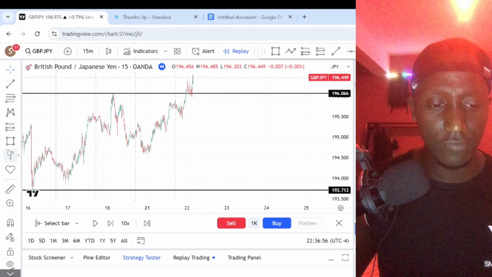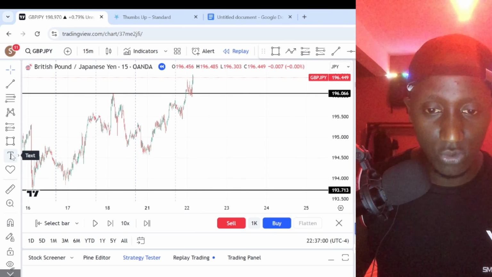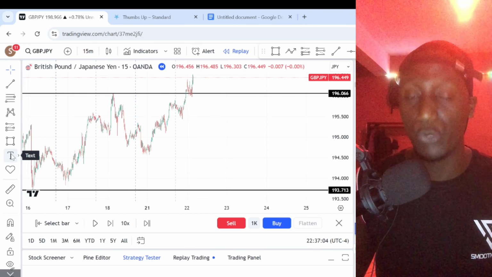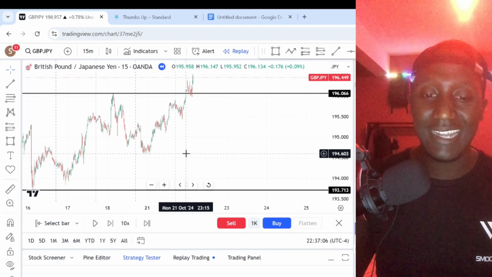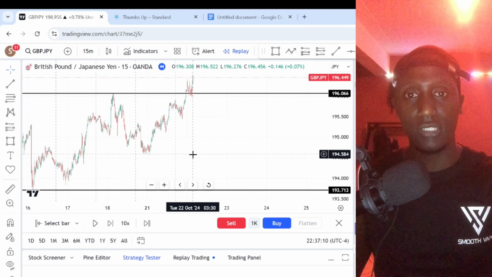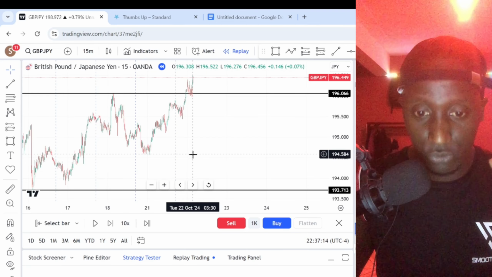Then after you have come to the screen at the right time, the next thing is to identify the current high and the current low of the week. So the current high and the current low is the highest point and the lowest point price has reached when you come to the screen.